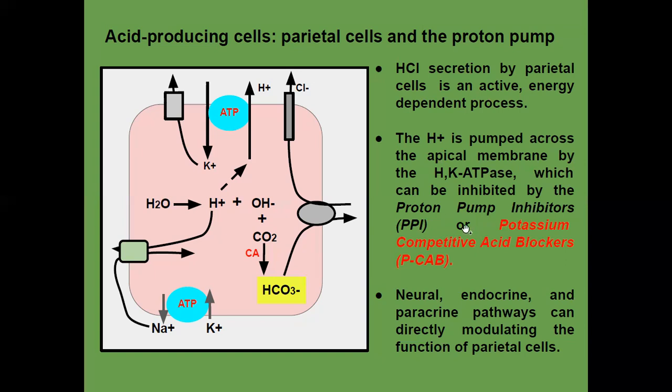The last one I want you to know is that the regulation of gastric acid secretion is complex, and the parietal cell is a major target of this regulatory system. So the neural, endocrine, and paracrine pathways all act on the parietal cell, trying to modulate the function of the parietal cell and eventually modulate gastric acid secretion from the stomach.